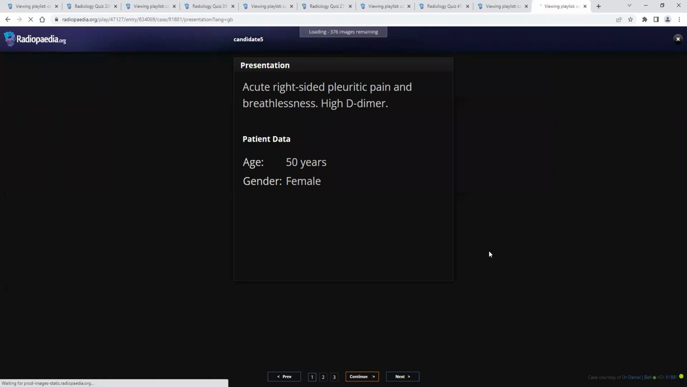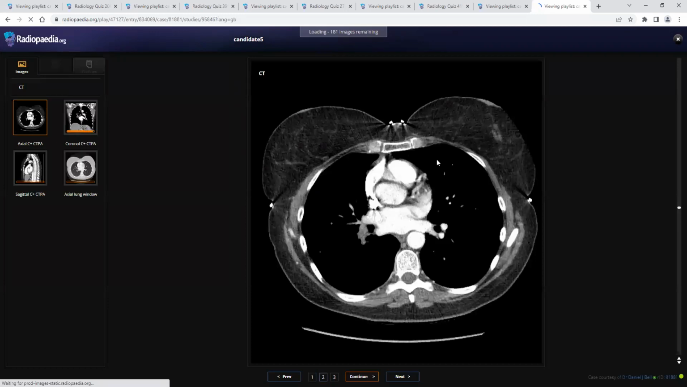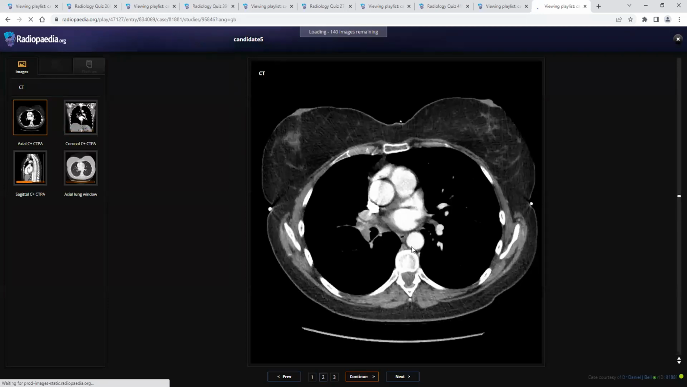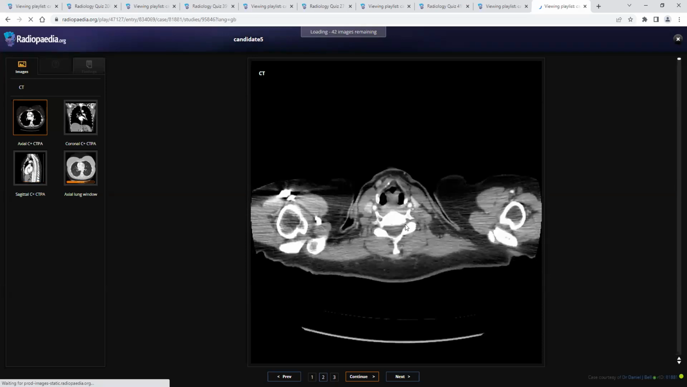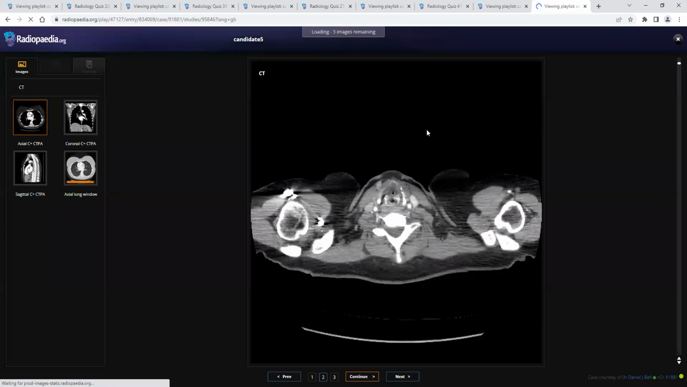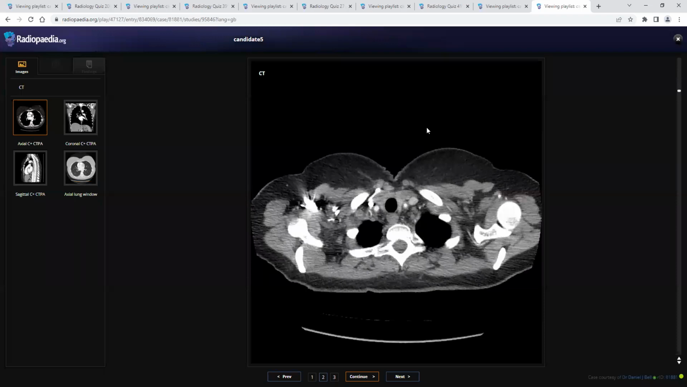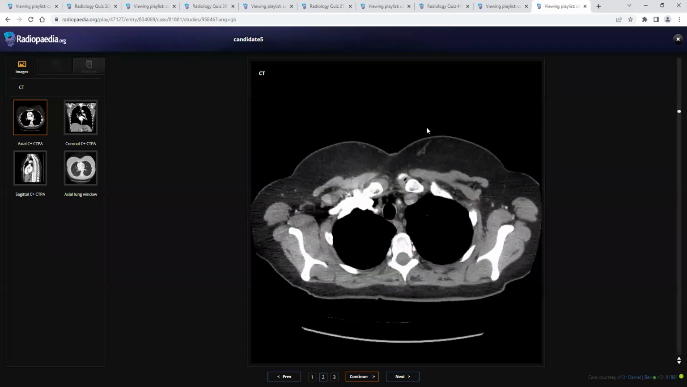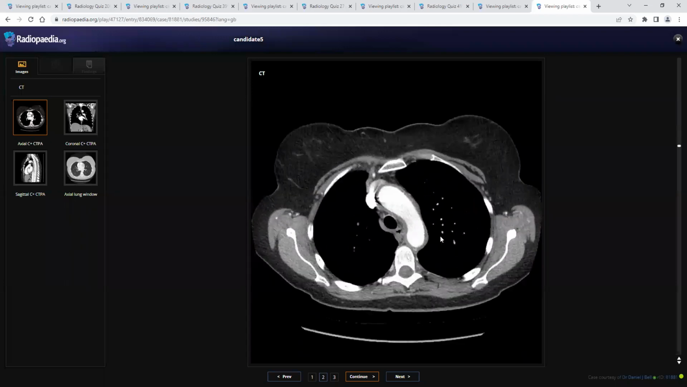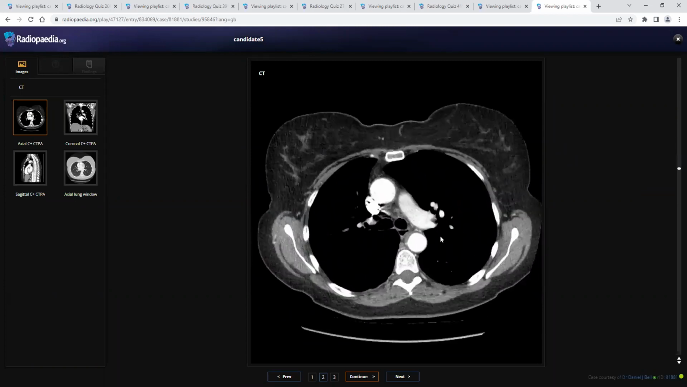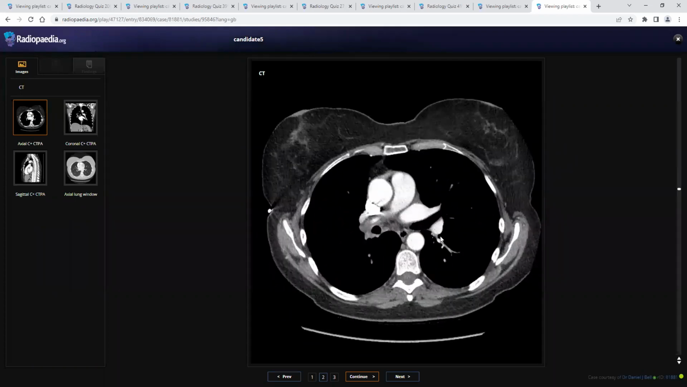Next case. This is a 50-year-old female presented with acute right-sided pleuritic chest pain, breathlessness with high D-dimer. Again, you click on the center of the image and start scrolling. Okay, so I've been provided with axial contrast-enhanced CT images of a 50-year-old female who has presented with pleuritic chest pain and high D-dimers. I'm scrolling the images in the cranio-caudal dimension, looking closely to find any discrete abnormality.